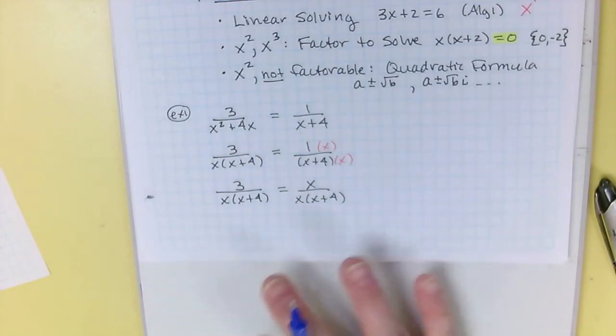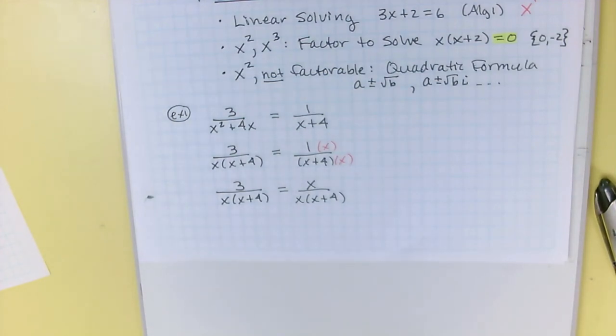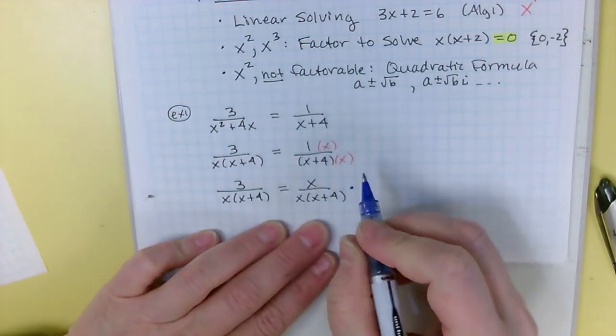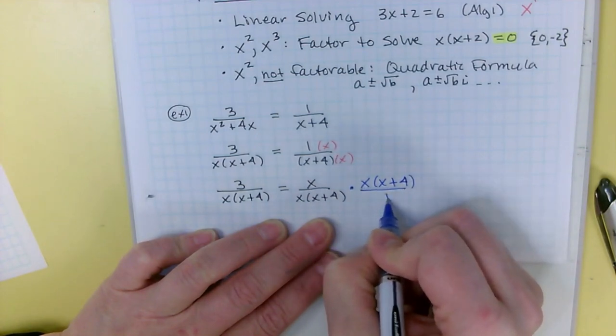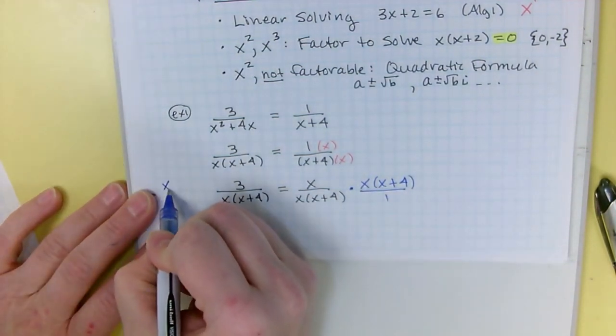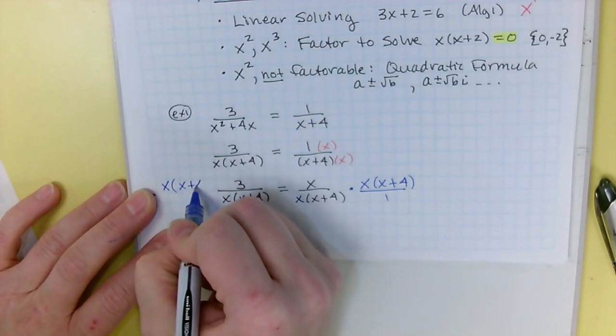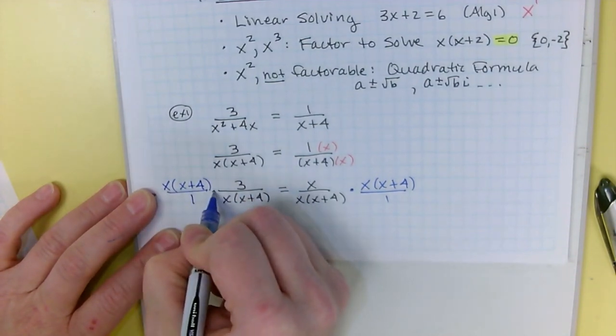All right, this is where we're ready now for step 3, which is to eliminate. So because it has an equal sign, this next move is legal. It's not legal for adding and subtracting because there's no equal sign. And you can do anything equally to both sides of an equation. That's one of our algebra rules. So what I'm going to do is multiply the right by x times x plus 4 over 1. And I'm going to multiply the left by the same thing, x times x plus 4 over the 1.